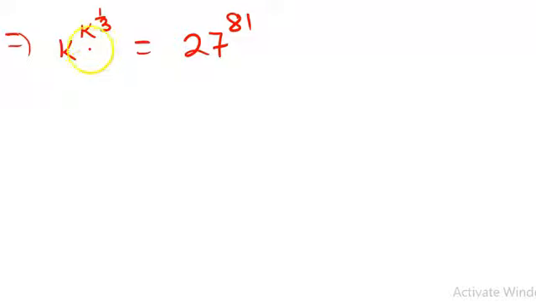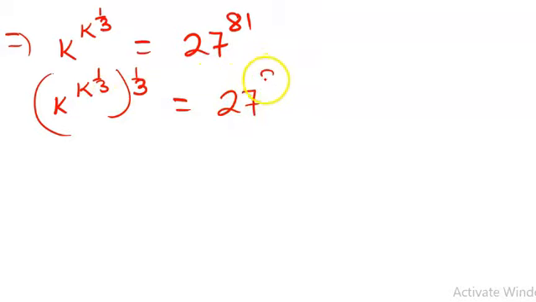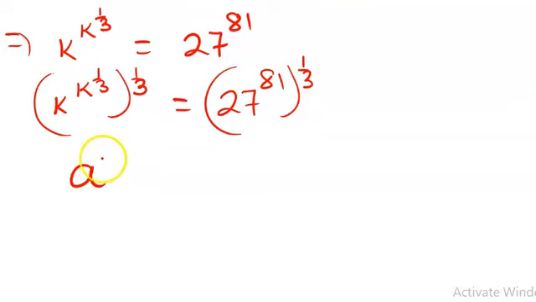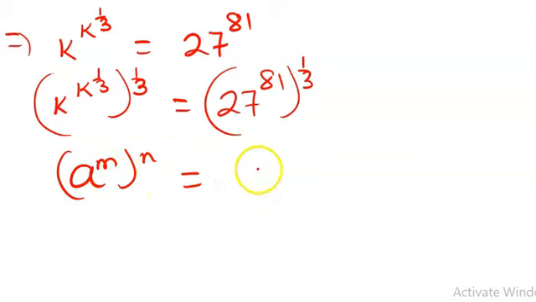Now, let's raise both sides to the power 1/3. So we are going to have k raised to the power k 1/3, all raised to the power 1/3, is equal to 27 raised to the power 81, all raised to the power 1/3. Now from indices, a raised to the power m, all raised to the power n. When an index is raised to a certain power, then we have a raised to the power m times n.